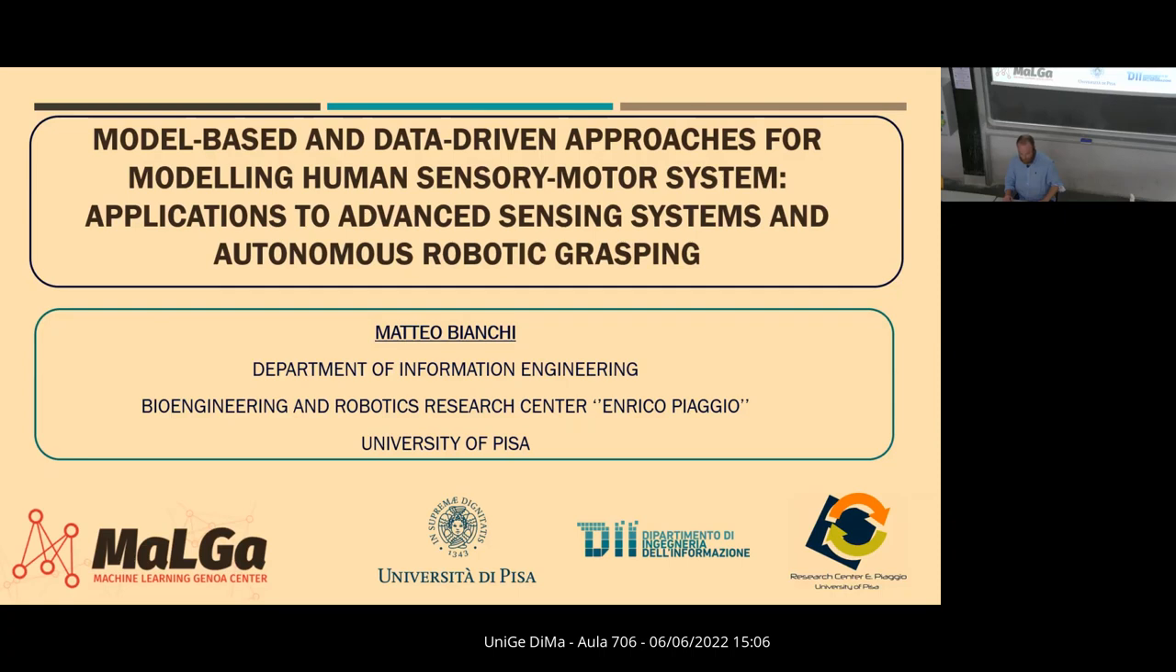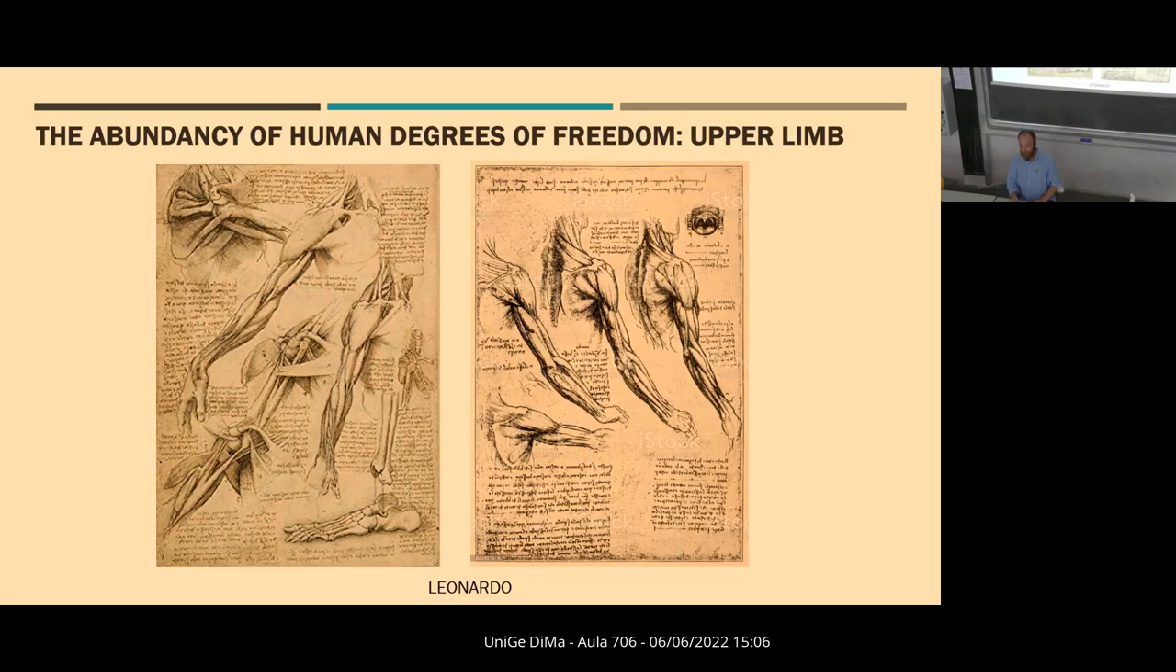So today I would like to discuss and to present some approaches for modeling human sensory motor system and more specifically the upper limb. And indeed it is not easy to consider and to model upper limb, both if we consider the motor component, but also the sensory component, and actually the sensory motor component, because of course there are many interplays and relationships between these two aspects.